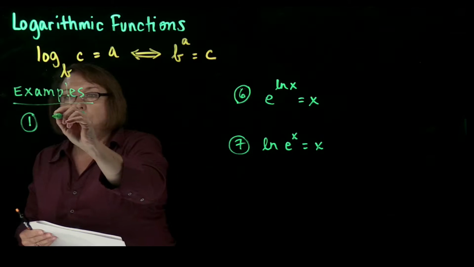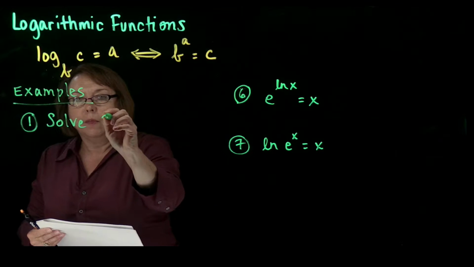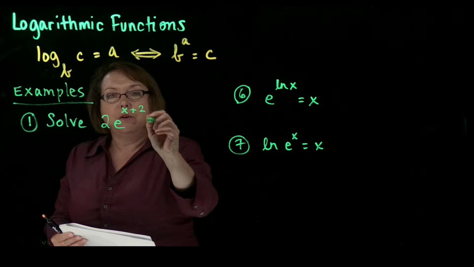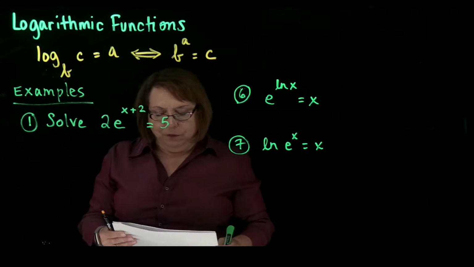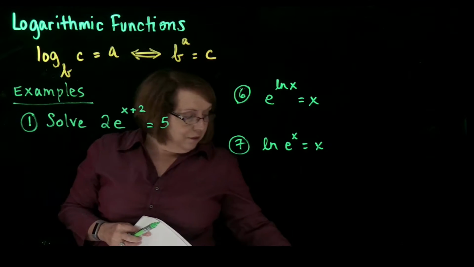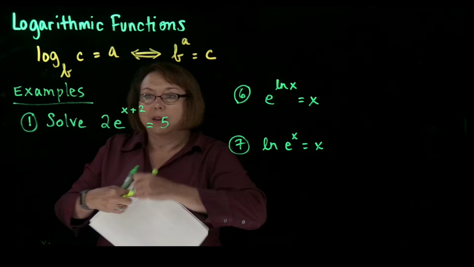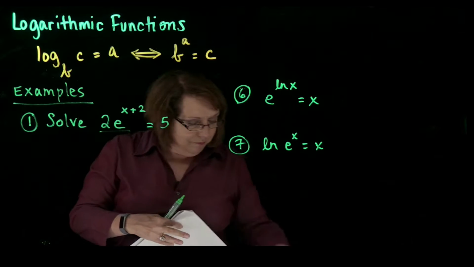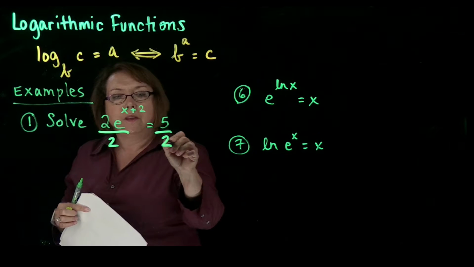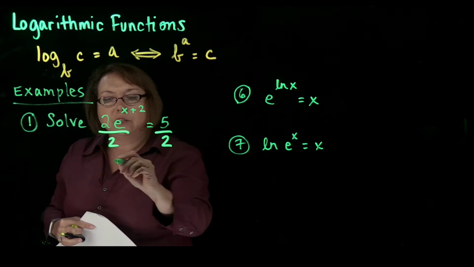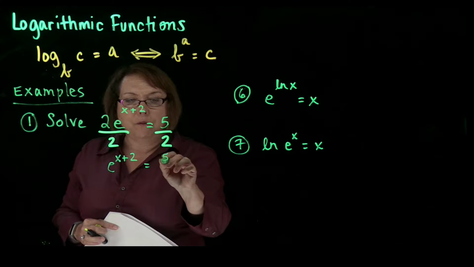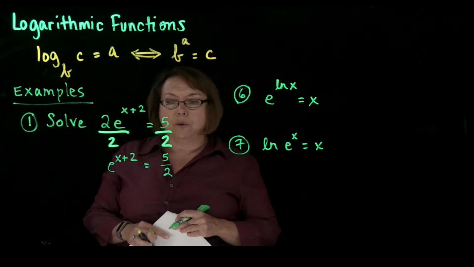Let's solve the equation 2e raised to the x plus 2 power is equal to 5. So the first thing we want to do here is divide out that 2 from both sides, on the left and on the right. So we're left with e to the x plus 2 on the left side is equal to 5/2 on the right side of this equation.